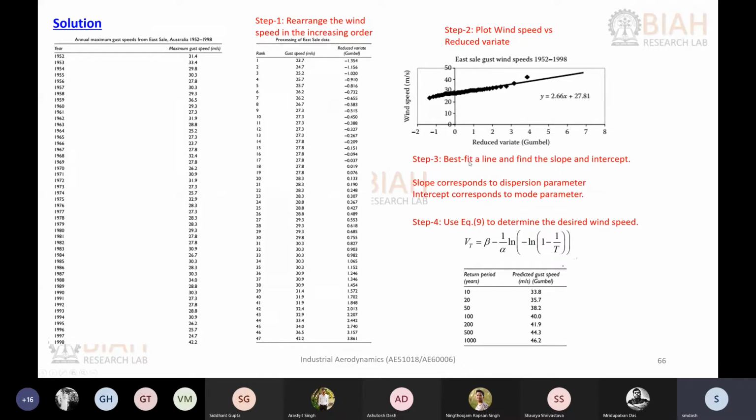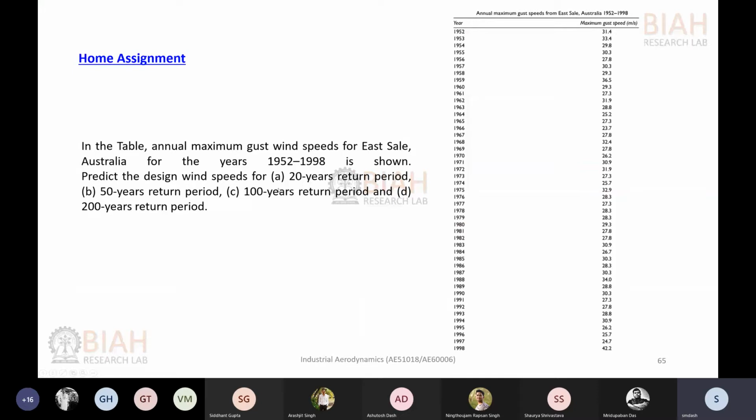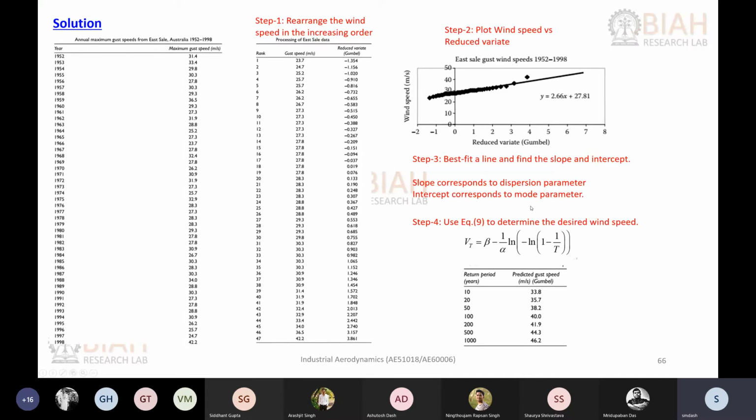Okay, so that will give you your beta value, and the intercept and the slope will give you 1 by alpha. Once you know this, based on the question, you can substitute the information. So beta you can derive, and 1 by alpha you can also derive from this. Then your question was for 20 years, 50 years, 100 years, and 200 years, right? So you need to substitute the t value respectively. In one case it will be 20, in another 50, 100, like the question said.